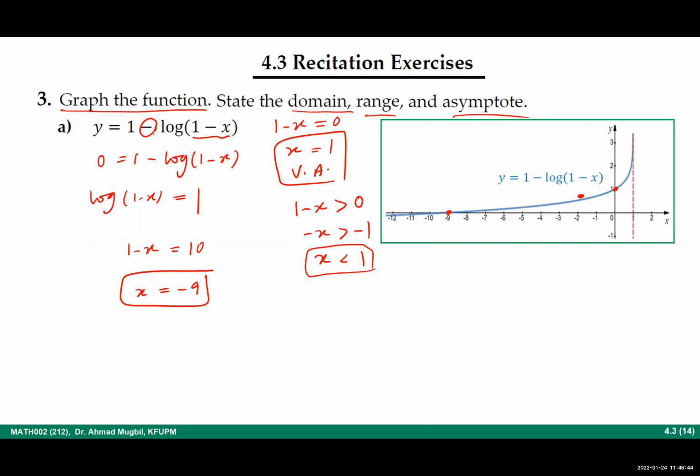It is clear, Shabab, that the domain is from negative infinity up to where? 1. Up to 1 open. And the range is still from negative infinity to infinity. The vertical asymptote is x equals 1. Yes, please.